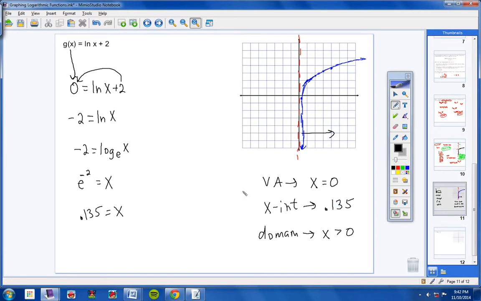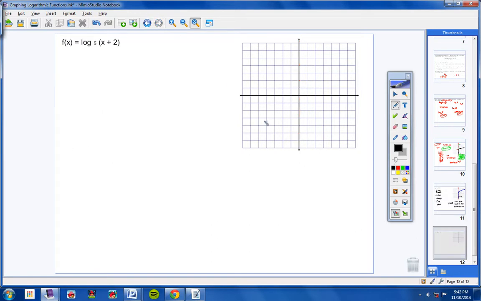0.135. In other words, on this graph right here, we have this ordered pair. And that's that point right there. Okay, take some really good notes. So if you're getting this, one more problem and we're done. Now, this will be a little more interesting. So here we go, students, okay?